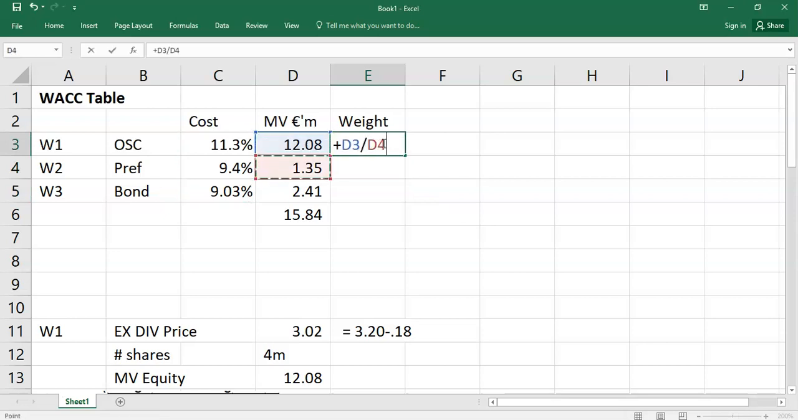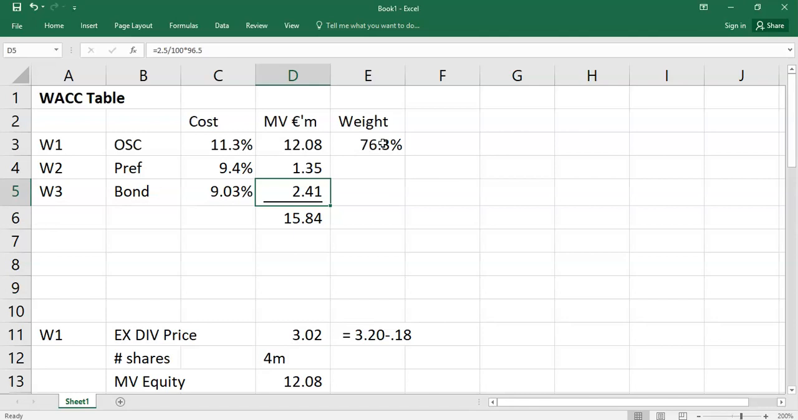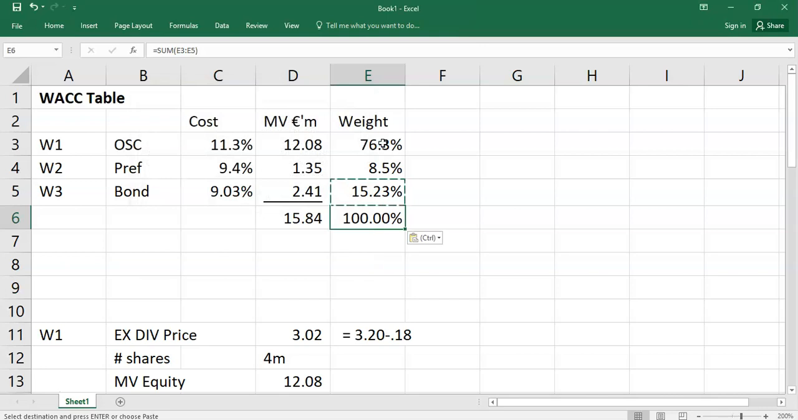12 over 15. So the majority of this company is financed by equity, about 76%. A small portion is financed by preference shares, about 8.5%. And a small portion then also by the bond, 15%. When you tot those up, you get your 100% weighting. So there's always nice logical steps that you go through. Get your cost, get your market value, get your weight, and then to get your WACC, it's cost times the weight.